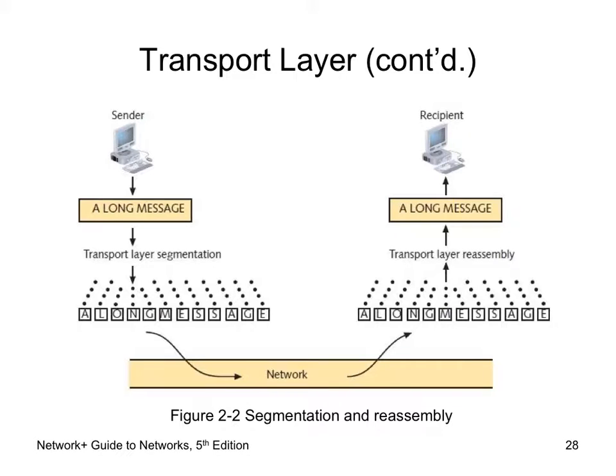So we have a long message sent across the network. This one puts a letter in each box, like I did earlier. Much better drawing than I did. And then it's going across the network, reassembles it on the right side, and so the recipient gets that message. It's that simple.